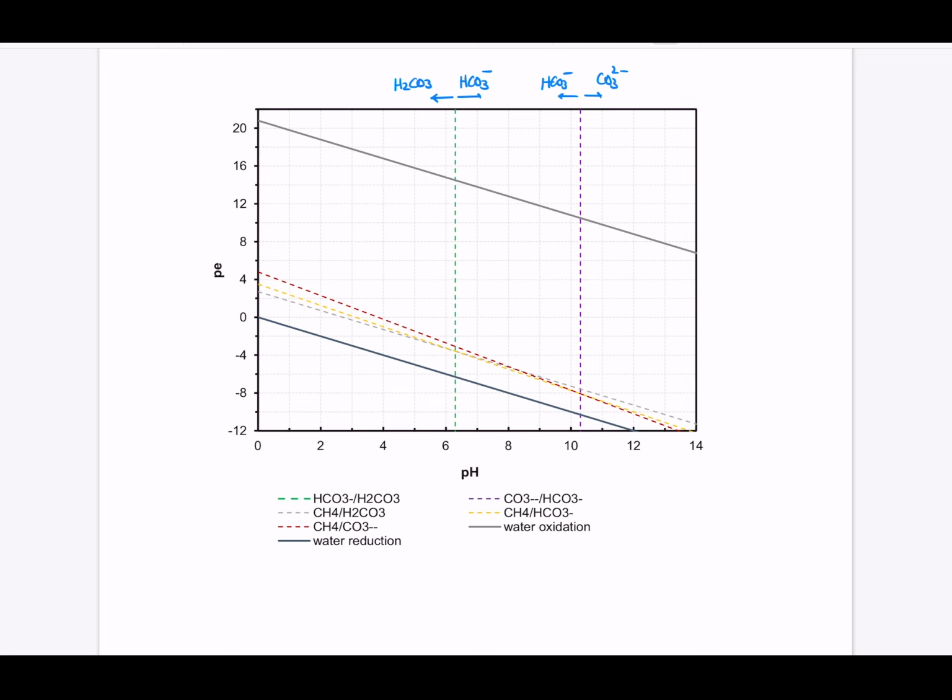All the other 3 redox reactions are related to methane with either of these species, either carbonic acid, bicarbonate, or carbonate. So these 3 lines are representing the equilibrium between methane and one of these species. And you have the caption, then you see that. So in all of these lines, is methane in the bottom or on the top? Which one is it?